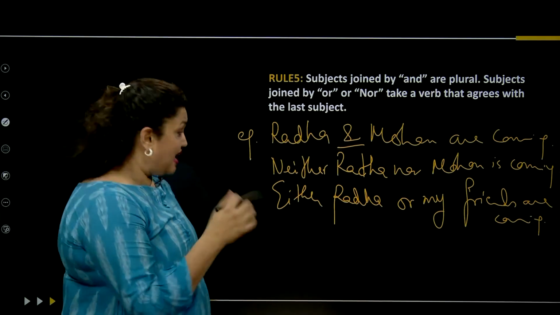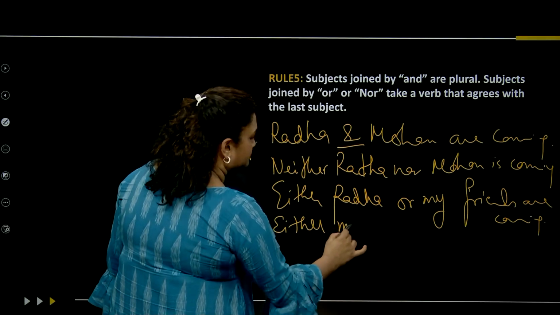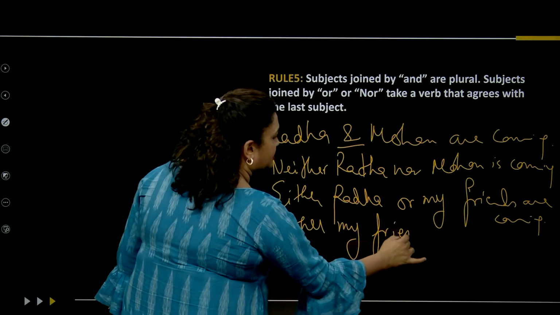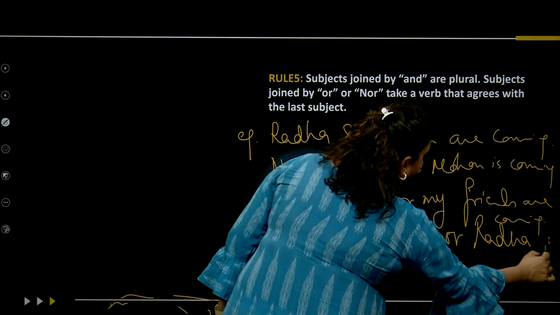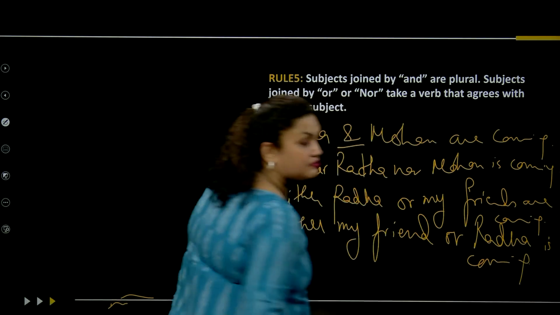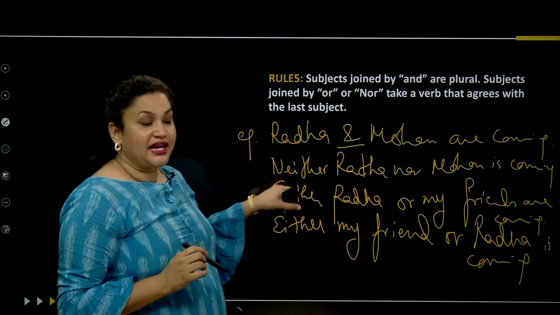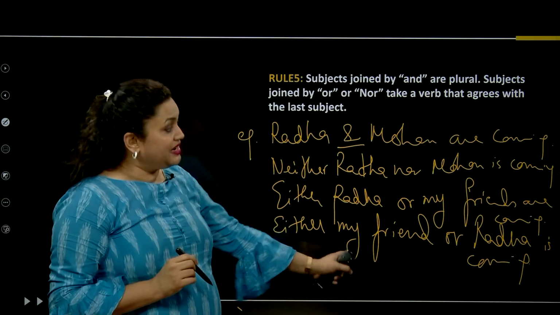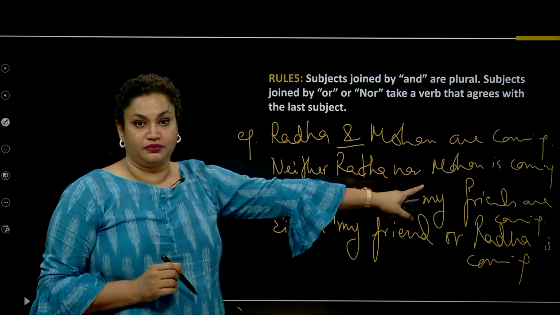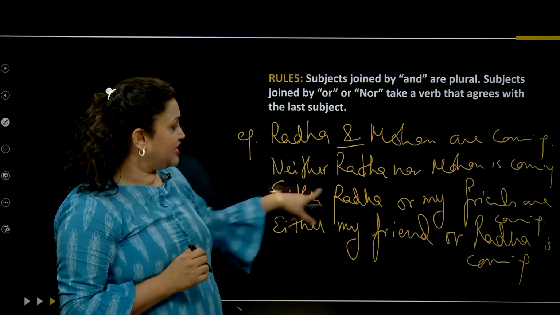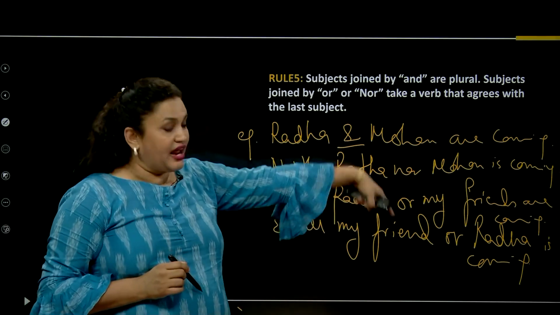That makes sense. Imagine the other way around: either my friends or Radha is coming. This is the way you should be using it. In this case, you check which one is coming near the verb, and that way you decide the verb. Here we are talking about Radha or my friends. My friends is plural, therefore I am using a plural verb.